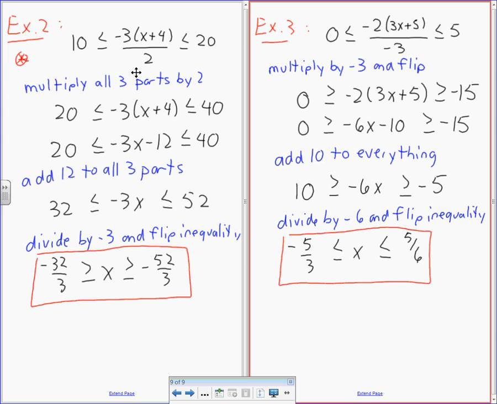Because whenever you multiply or divide by a negative, whether it's multiplying or dividing, it's just like if it's a negative, you're multiplying or dividing it.